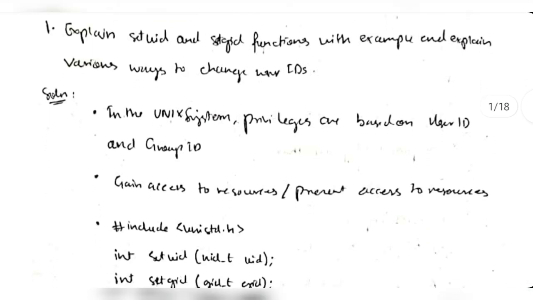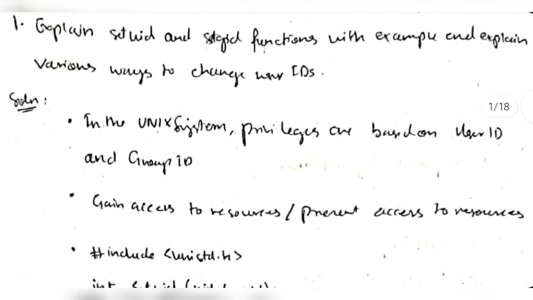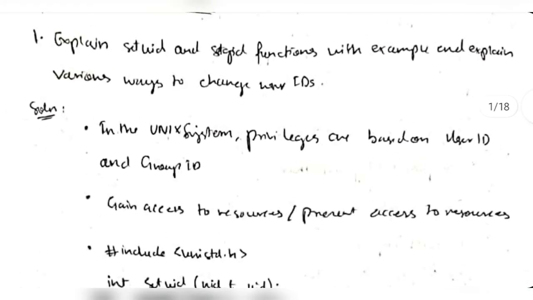The first thing is explain set UID and set GID functions with an example, and explain the various ways to change user IDs. Basically, why do we need to change the user IDs? We need to change them so that it becomes accessible. If there is a process and a person who is going to access it, and the person is eligible to access but the user IDs are not set, then you have to change the user ID so that the person will be able to access it. That's why we are setting the user ID.